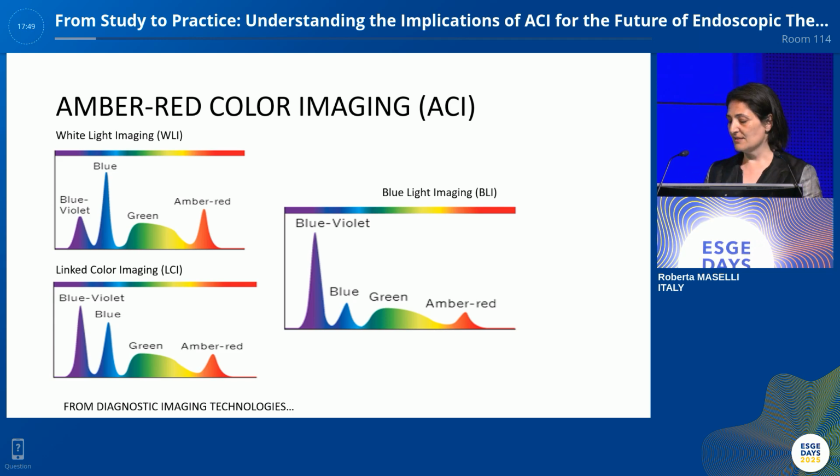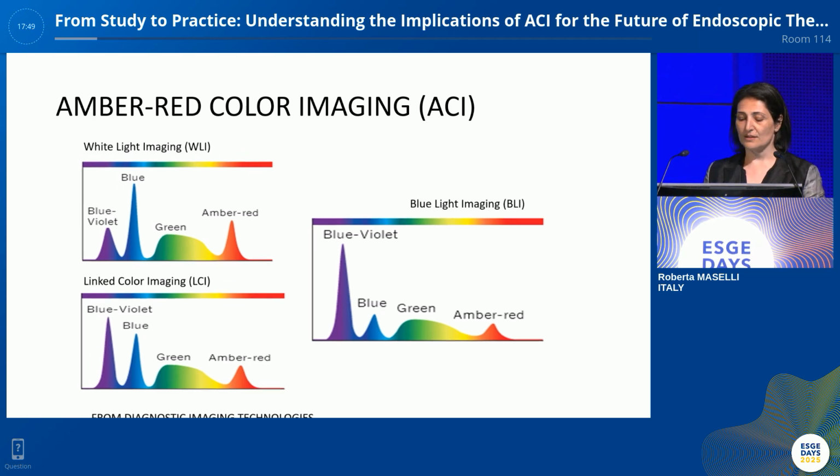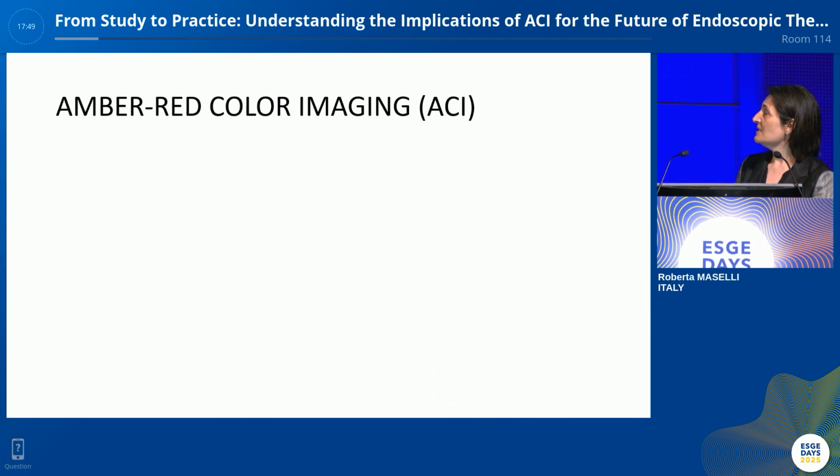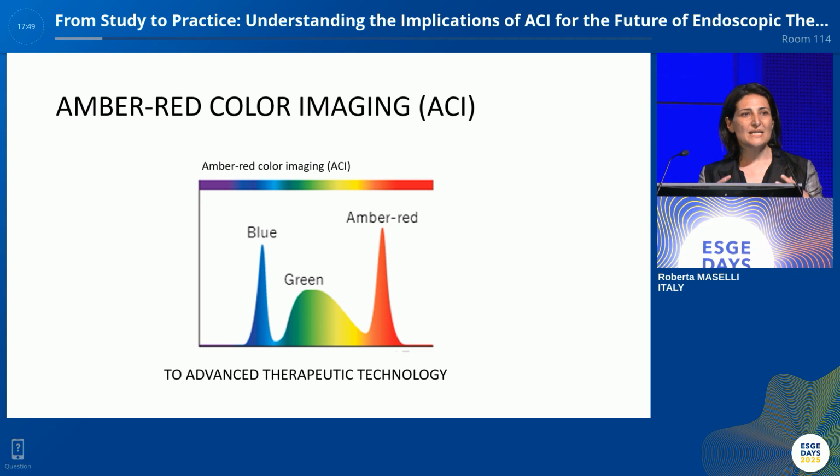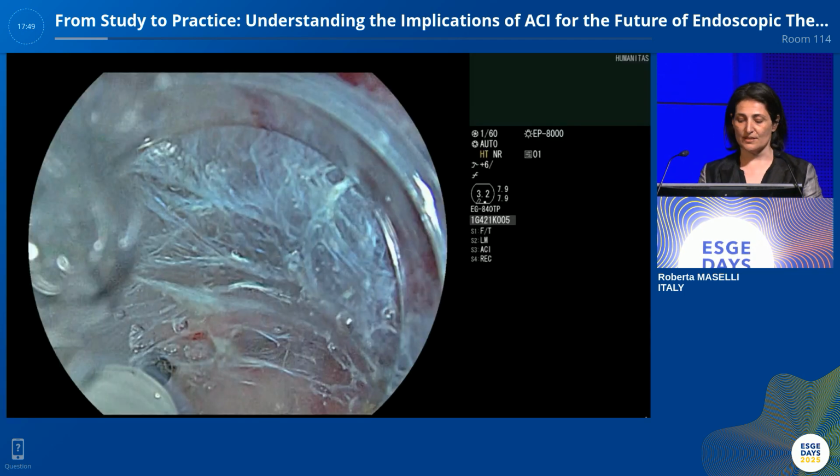Edward already said what wavelengths the system is working on. Basically, there are two main wavelengths: the infrared and the blue. We're missing the violet, because the violet is superficial, and this is why we are able to see deeper in the layers and recognize vessels.